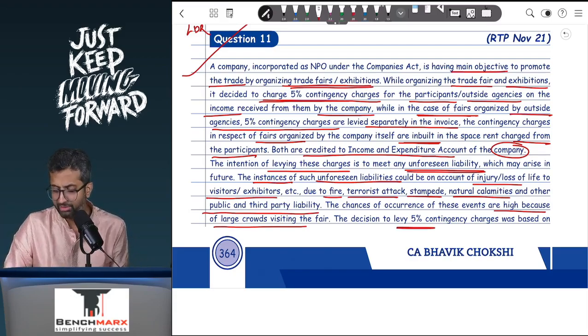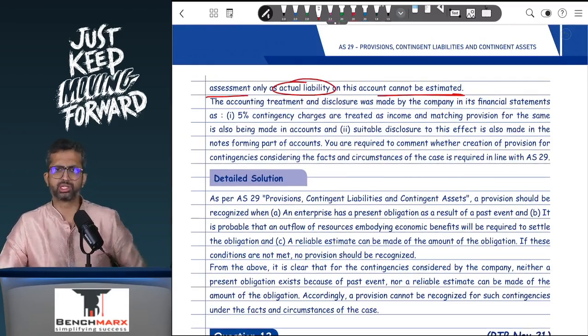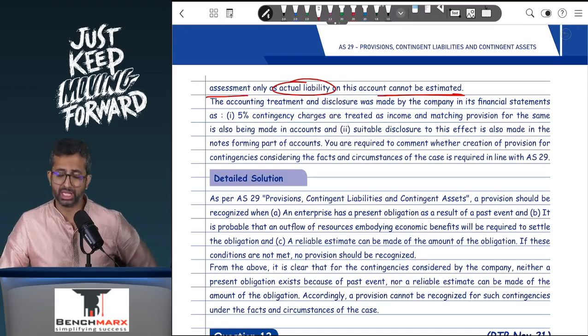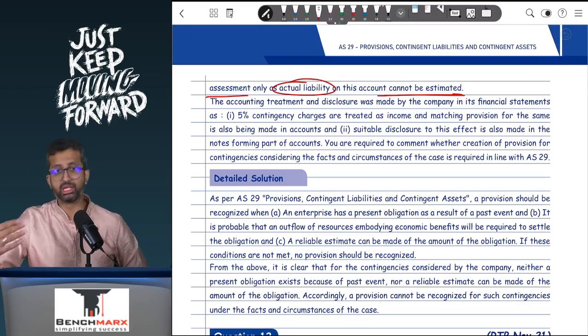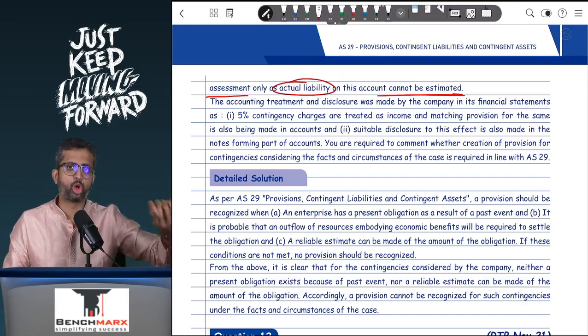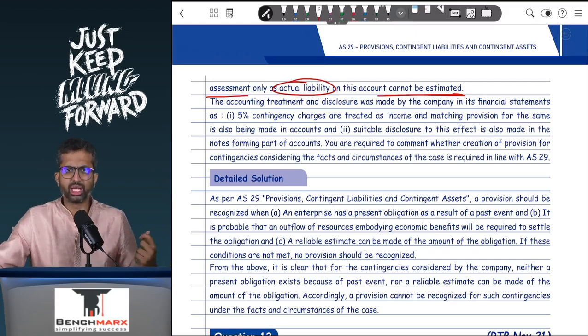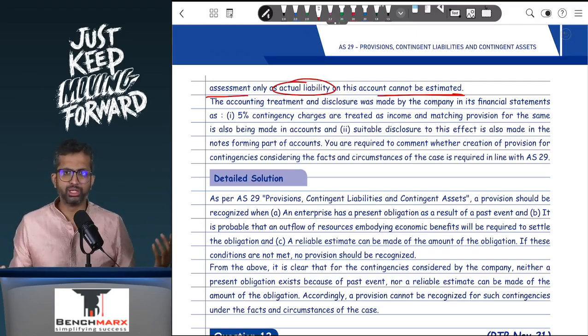The decision to levy a 5% charge was based on assessment only, as actual liability cannot be estimated. I don't know whether such a stampede etc. is going to happen. It is like saying that when I'm an insurance company, when I receive the premium, I definitely record the premium as income over time. However, the expense I record when the actual claim happens. I do not recognize the expense other than that, because until the time the claim happens, I don't know whether I have to pay anything or not.